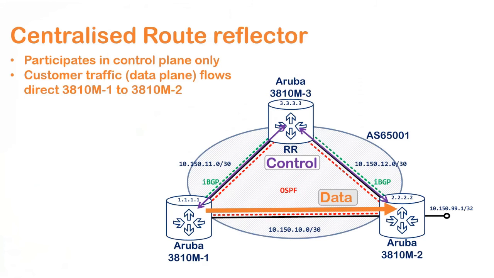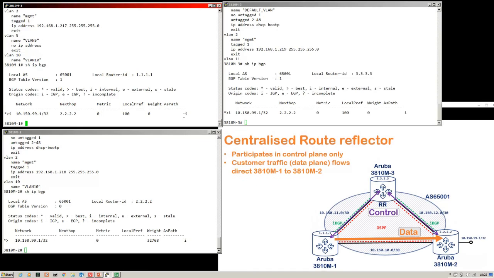Remember, the next hop is not changed, so the customer traffic, the data plane, can flow from 1111 to 2222 directly, and thus the data plane does not flow through the route reflector. Let's go back to our hardware to illustrate this point. Now at the moment, the devices are still configured for the inline route reflector, and what I'm going to do is transition it to the centralized route reflector.